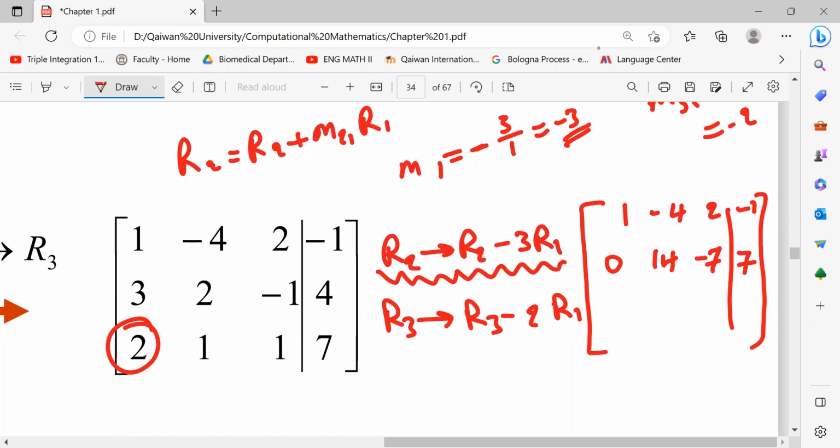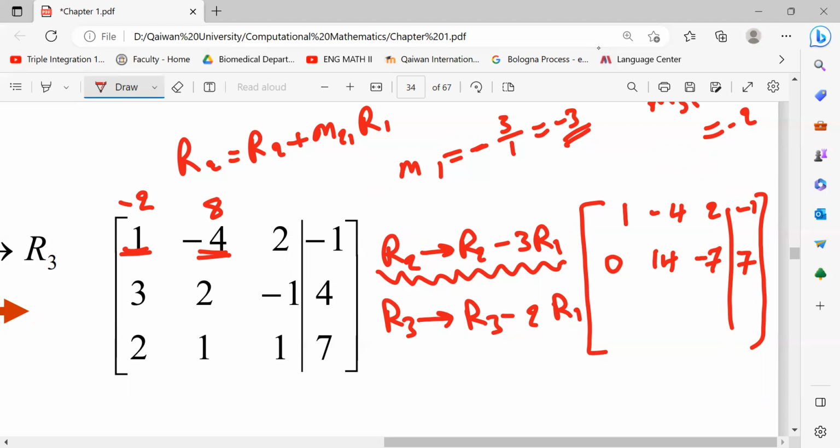Now what we do is multiply the first row by negative 2. In the previous step, we multiplied by negative 3 to change this to 0. But for changing this to 0, we multiply the first row by negative 2. Look, we multiplied the first row by negative 2, and we add it to the third row.